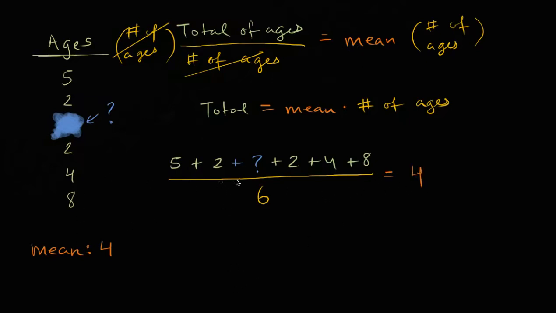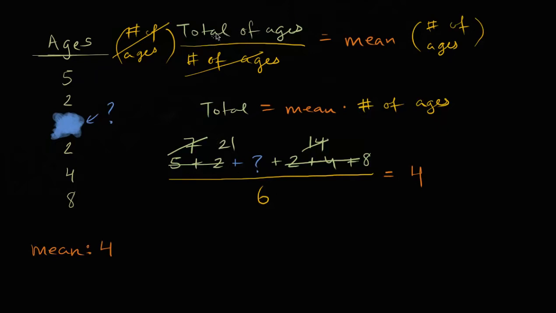And this is just how you calculate the mean. So let's see if we can simplify this. 5 plus 2 is 7. 2 plus 4 is 6, plus 8 is 14. And then 7 plus 14 is 21. So we're left with 21 plus question mark over 6 is equal to 4.